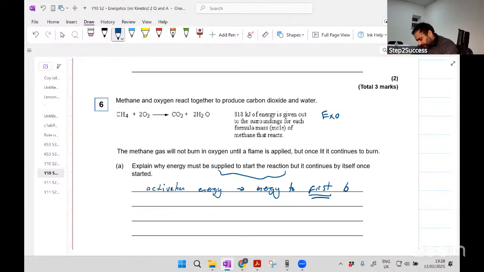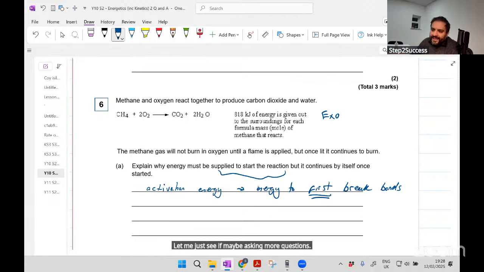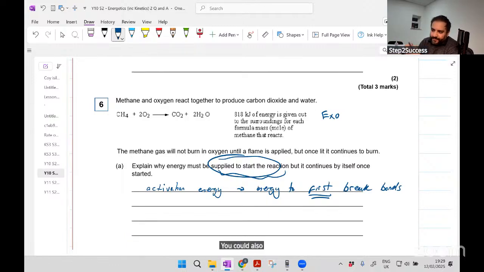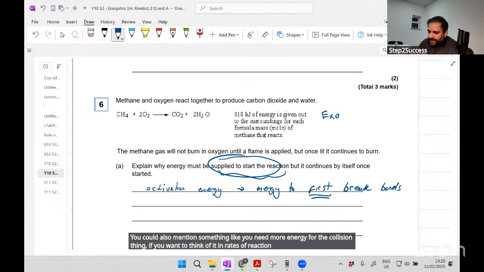To first break bonds. Let me just see if maybe asking more questions. Oxygen being gained, we said oxidation. Oxidation for gaining, reduction for losing oxygen. First break the bonds, right? So we first break the bonds. That is why we need energy at the start to start it off. It's to break those bonds. You could also mention something like you need more energy for the collision thing, if you want to think of it in rates of reaction terms. But I think that's fine.